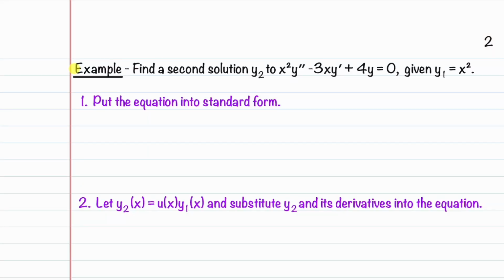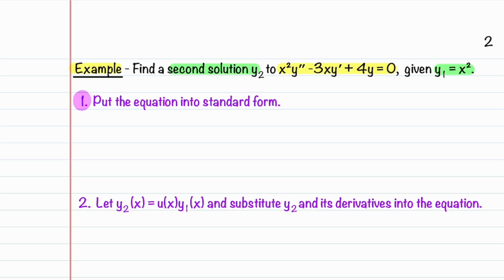We are going to walk through an example where we use reduction of order to find a second solution, which we're going to call y2, to a second order differential equation, x squared y double prime minus 3xy prime plus 4y is equal to 0, given that we already know one solution, y1 is equal to x squared. The first thing that we want to do is put the equation that we've been given into standard form.